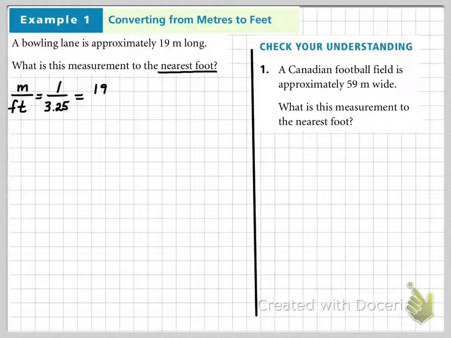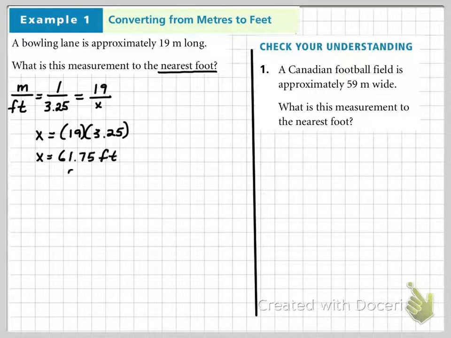That'll go on the top because that's where the meters are. And x is going to go on the bottom because we want to know how many feet that's going to be. Now again, we can cross multiply. 1 times x is x. And 19 times 3.25 is top times bottom, going the other way. When you multiply that out, you're going to get 61.75, or approximately 62 feet.